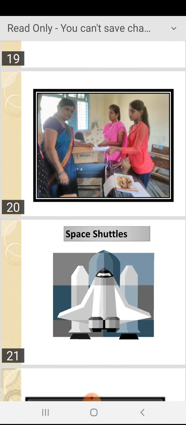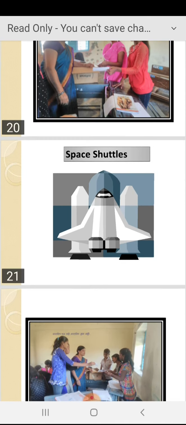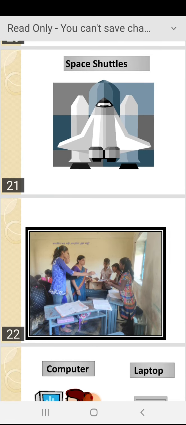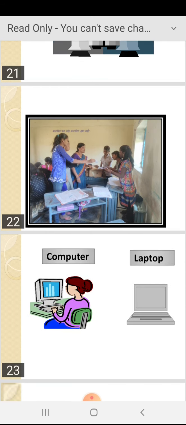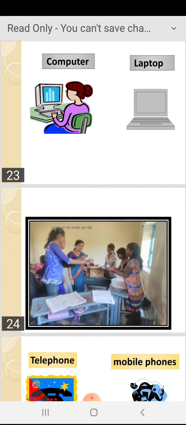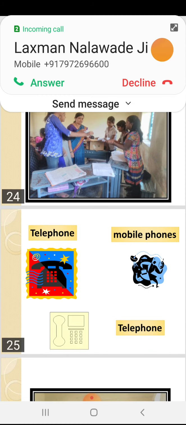Again they put space shuttle. Where do we put it? Yes, in futuristic. Very nice. And then they took these slips and they read loudly. Again there are other pictures also. Computer and laptop. Where do we put this? Yes, modern and futuristic. Yes, very nice.